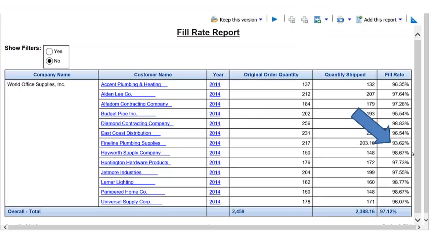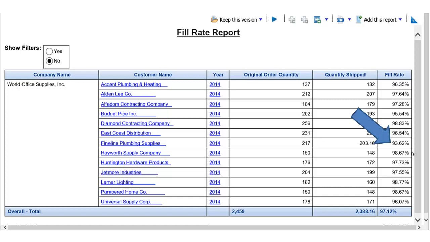So here's the report. And it's showing me how well I'm filling the original order quantities against the quantity shipped. This is my demo, so I only have a few orders in here, but these are all the orders for the year. When the customer placed the order, how well did I ship it? You can see on the right my fill rate percentages. And what I'm looking for, obviously, is some low fill rates. So for the most part, I'm doing high 90s, but there is one for fine line plumbing supplies where my fill rate is below 95 and it's at 93%.